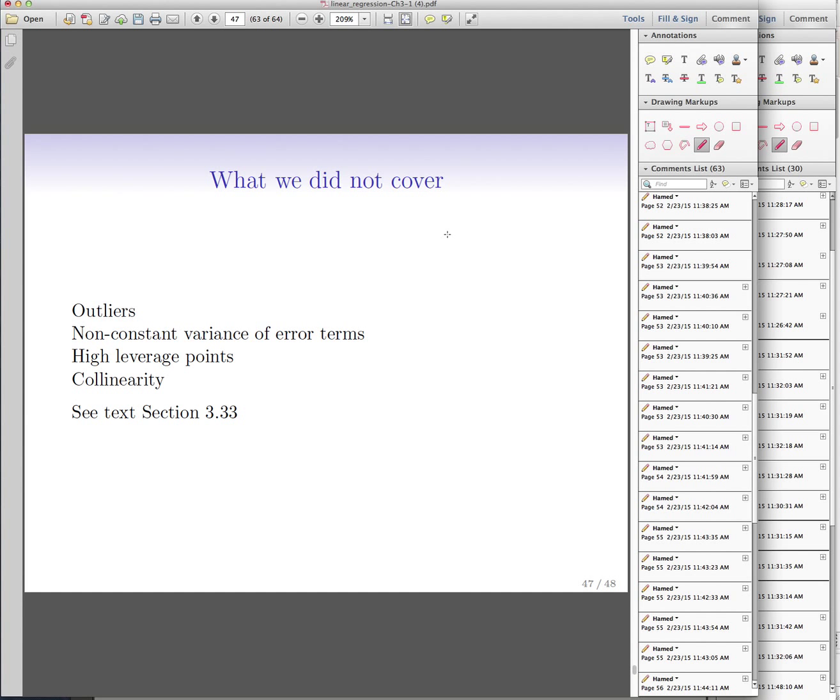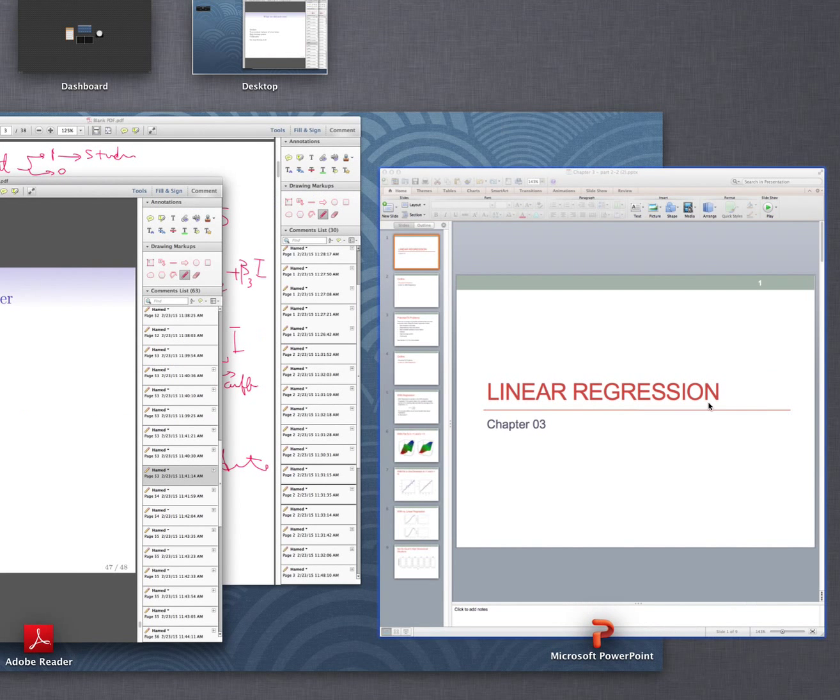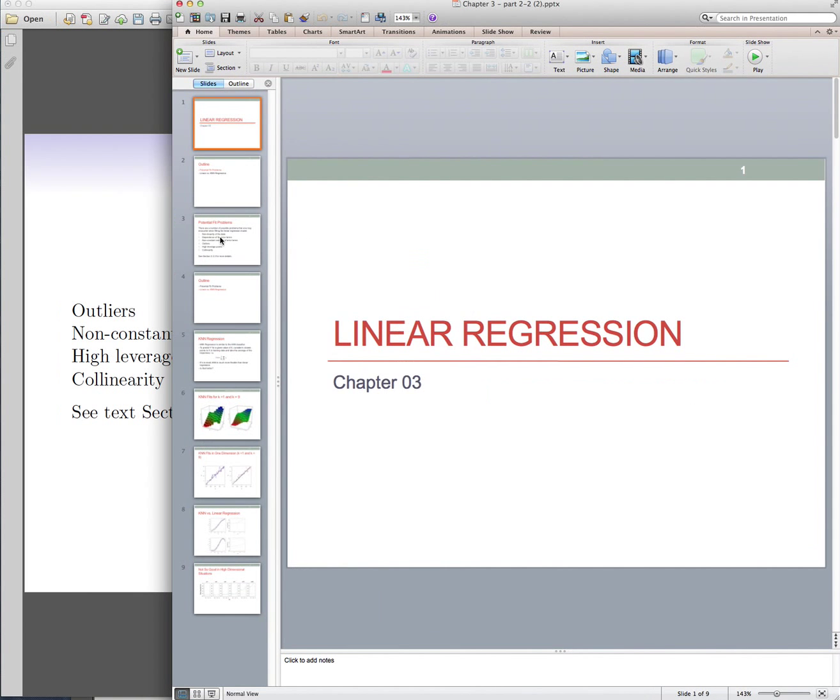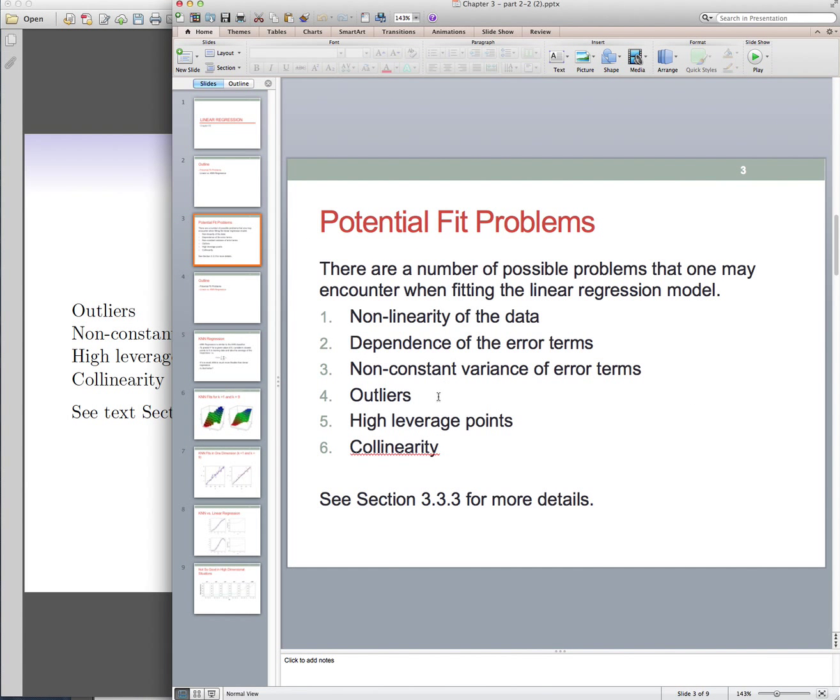So let me go to my next slide. This is another part of this lecture. And let me start with the problems that can happen when you run the linear regression line. The first one is nonlinearity. I think we explained it in detail now. Second one is dependence of error terms.